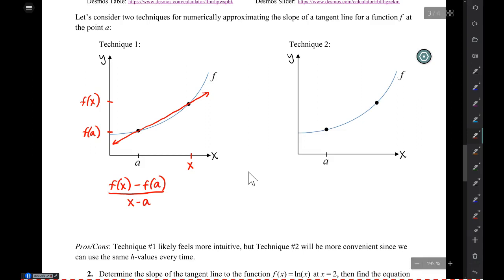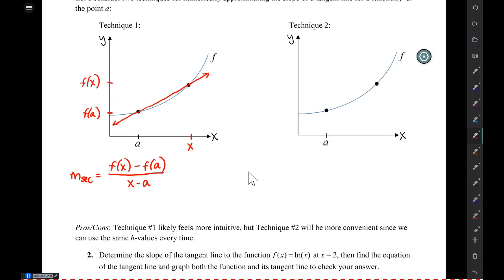Now remember, the order matters. I wouldn't go f of x minus f of a over a minus x, right? You always want to make sure that whichever point you pick to be your x2, it just needs to be consistent as you go through. So would this be the slope of a secant line or a tangent line? This is the slope of a secant line. I'm going to go ahead and write m secant just to show this is the slope of a secant line between the points a and x.